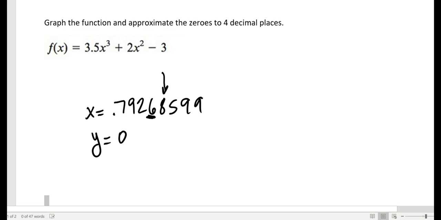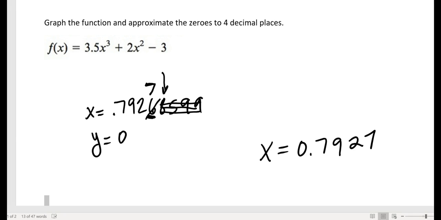If the number is 5 or greater, then I'm going to round up. So since 8 is greater than 5, I remove 8599 and I increase this by 1 digit. So my 0 is 0.7927. So our 0 would be when x equals 0.7927. Now remember, there could be more than one, or maybe there's none, so be careful.